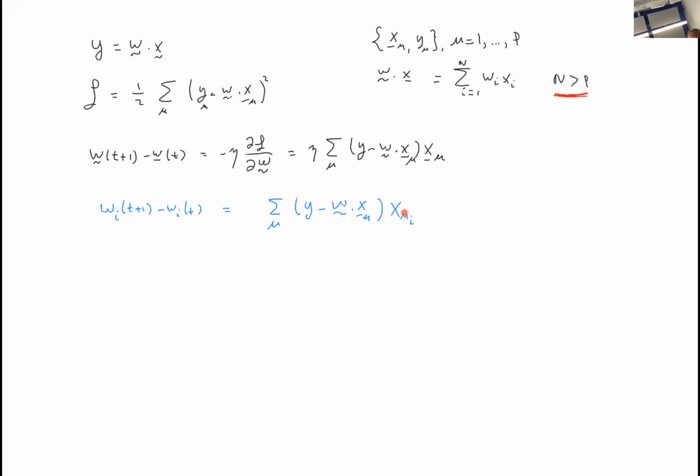And one thing that jumps out about this rule is its relevance in this regime, n greater than p, is that whatever we have, no matter what goes on, the change in weight, so I'm going to write this down, the change in weight is confined to the subspace spanned by the training examples.